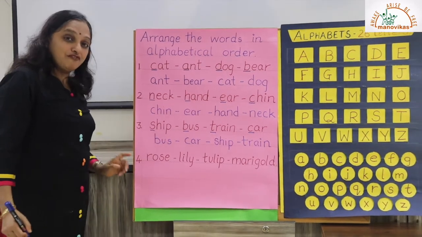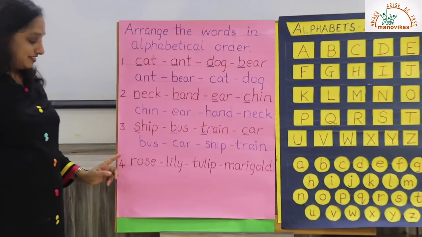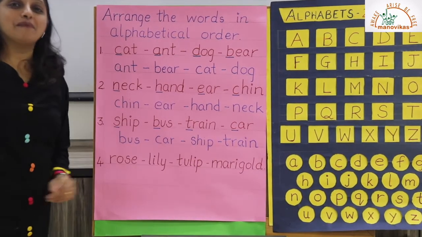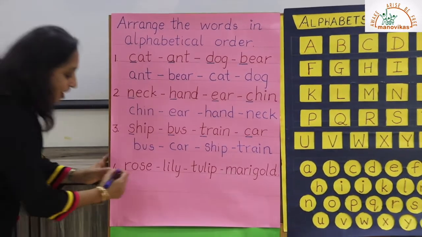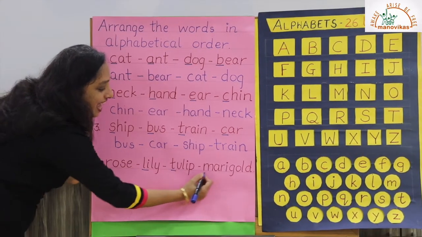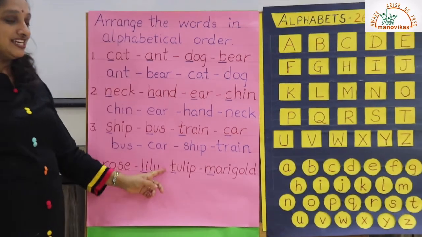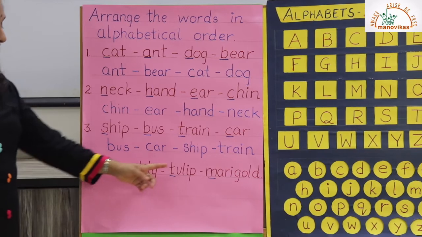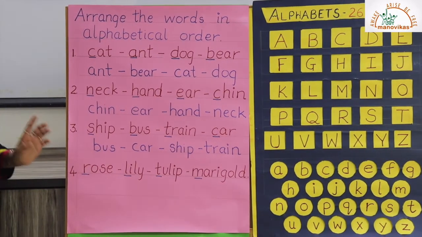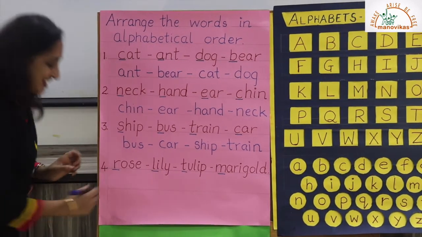So now let's go to the fourth group of words. We have flowers here. Rose, lily, tulip and marigold. So we have R, L, T and M. So which letter comes here first? A, B, C, D, E, F, G, H, I, J, K, L. Lily.